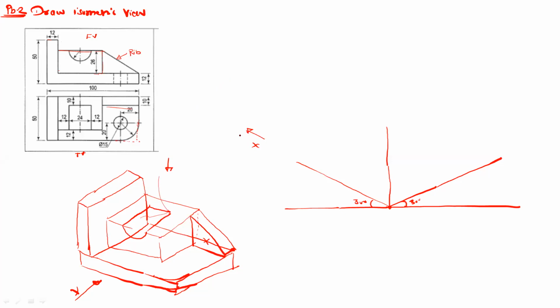So if you assume this as the X direction, then your geometry will be... in the front view, you should observe this L portion only. Okay, so this is the front view. So you can observe this front view.